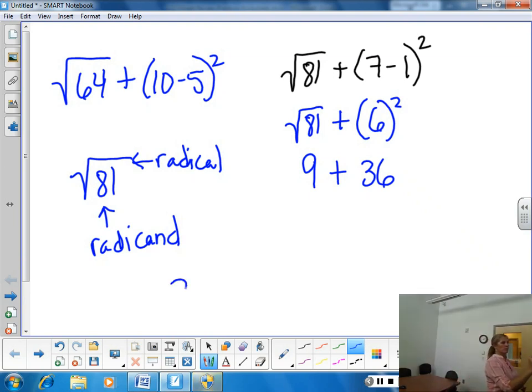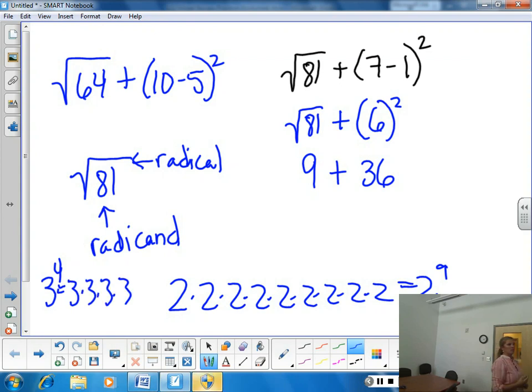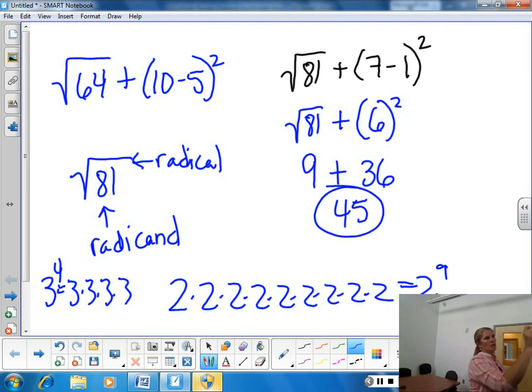You should be able to be given this and write that in shorthand form. 1, 2, 3, 4, 5, 6, 7, 8, 9. That would be 2 to the 9th power. Or be given this and write it out in longhand. 3 times 3 times 3 times 3. So you should be able to go back and forth between those. 6 times 6 is 36, and 36 plus 9 is 45. So there's that one solved for you.